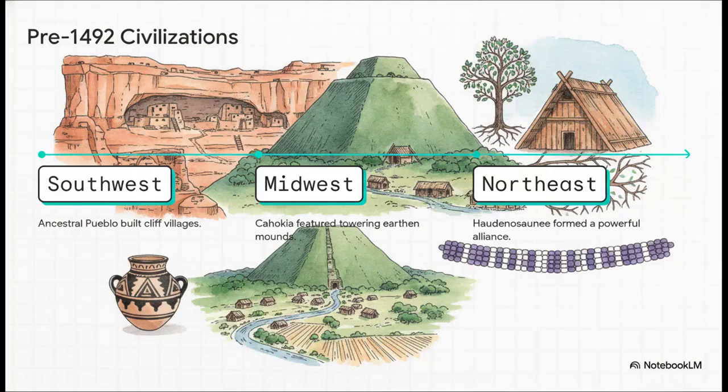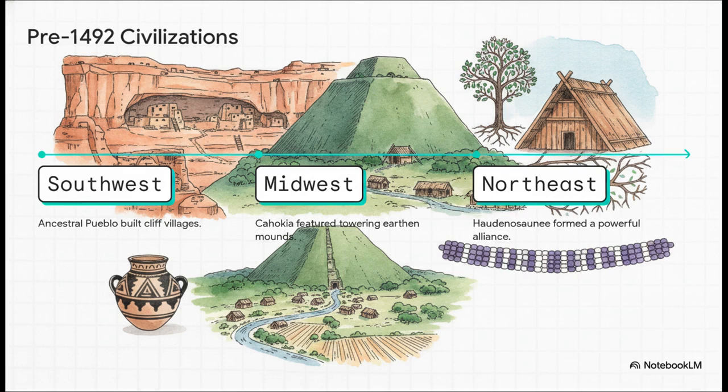You know, long before those ships arrived, North America wasn't empty. Not at all. It was home to millions of people, organized into hundreds of highly complex societies. Down in the Southwest, you had the ancestral Pueblo engineering these absolutely incredible cliffside stone villages. Over along the Mississippi, the city of Cahokia featured these massive, towering earthen mounds. Get this, at its peak, Cahokia was actually larger than London.